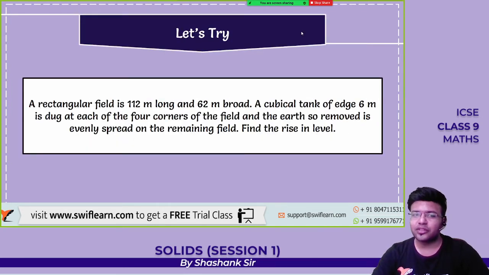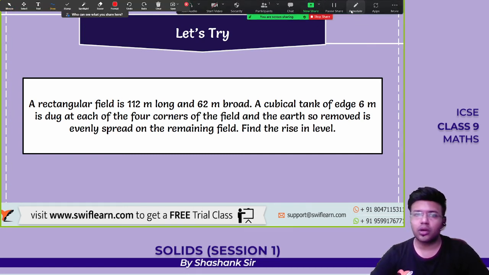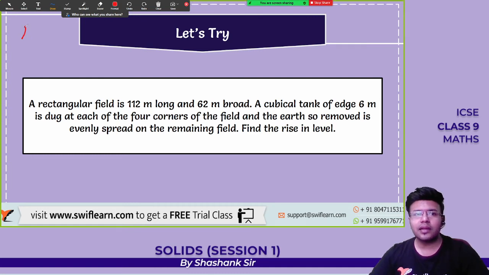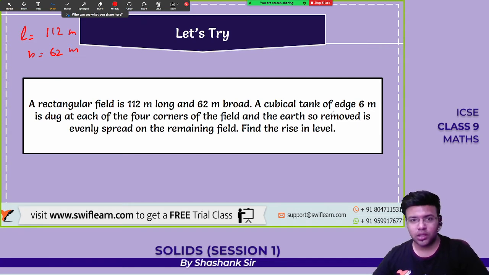Now let's try this question. A rectangular field is 112 meter long and 62 meter broad. So length is equal to 112 meters, breadth is equal to 62 meters. A cubical tank of edge 6 meters is dug at each of the four corners of the field, and the earth so removed is evenly spread on the remaining field. Find the rise in level.